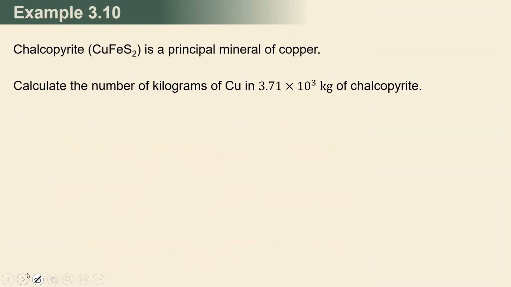So let's take it one step further, approaching it from a different perspective. It tells us here that this mineral chalcopyrite is a mineral for copper. And we're going to calculate how many kilograms of copper there are in 3.71 times 10 to the third kilograms of this mineral chalcopyrite. To do that, we need to figure out the ratio of mass for copper in chalcopyrite.